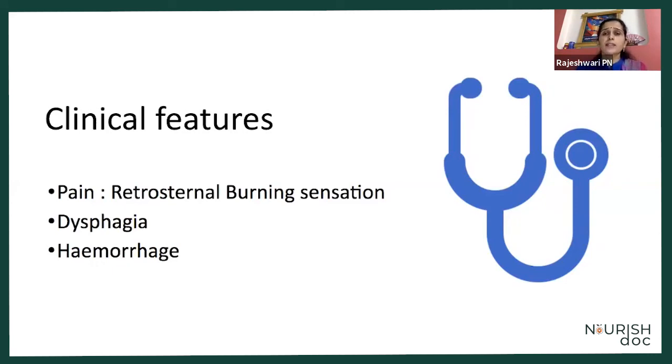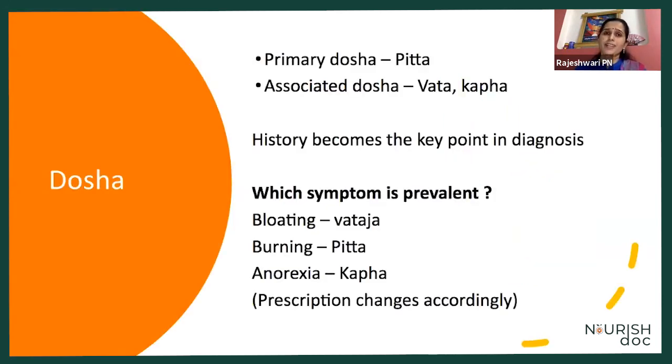And the third one is hemorrhage. Hemorrhage means bleeding, and a few may report sputum mixed with blood, or saliva mixed with blood, or even frank vomiting mixed with blood. These are the most common clinical features we are going to get. And hemorrhage or bleeding will be common when there is vomiting.